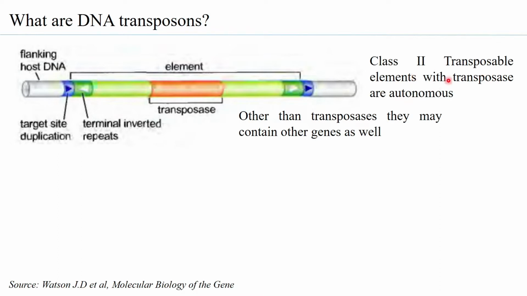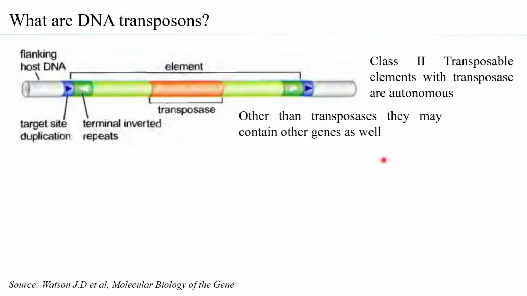So class 2 transposable elements, if they have the transposase, are considered to be autonomous transposable elements, which means that they can on their own cut or excise themselves out and integrate into a target site. That's the reason why they're called autonomous. And it is because of the presence of the transposase ORF that they are able to carry out this function.